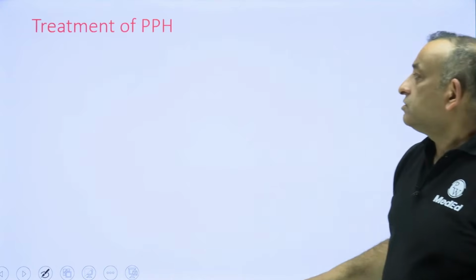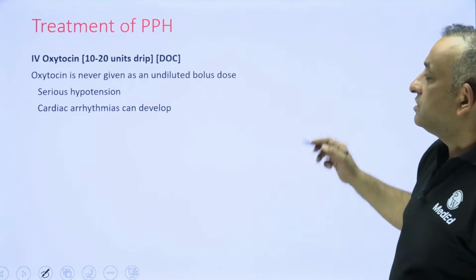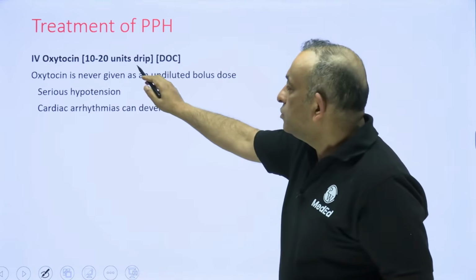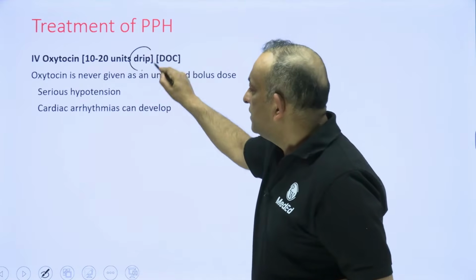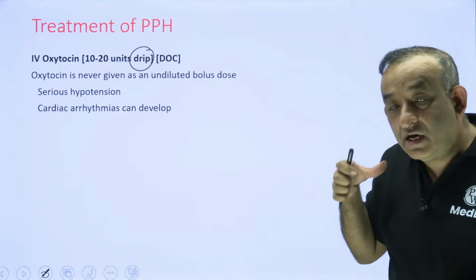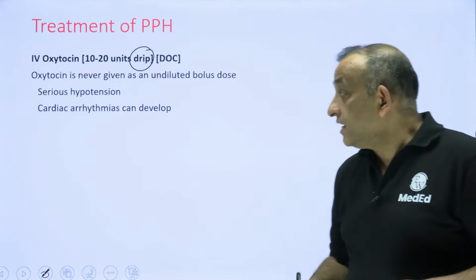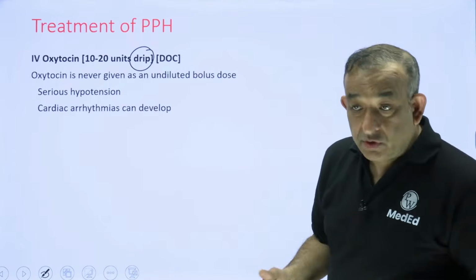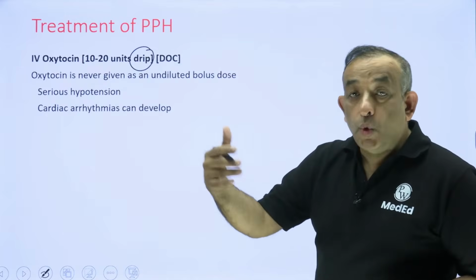All right. So treatment of PPH. Now she's bleeding a lot. The drug of choice is oxytocin, 10 to 20 units. We give it in a drip. We give it in an IV infusion. We never give it as an IV bolus of 20 units. She can go into oxytocin overload. So give it in a slow infusion.